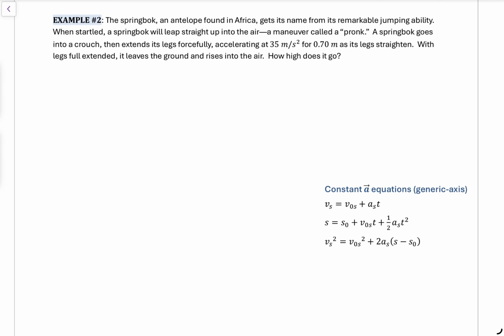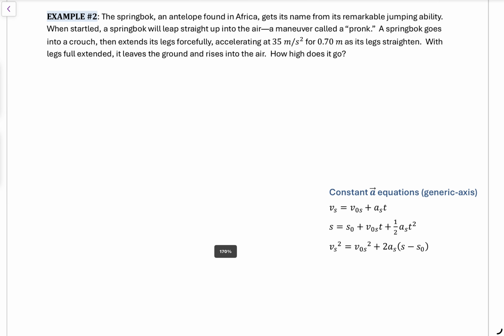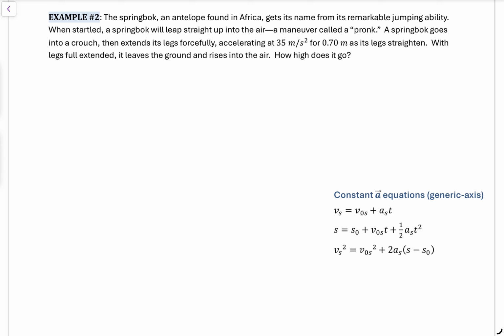All right, in this example, we are going to work with another case where we're going to have multiple intervals that we're going to stack up together.